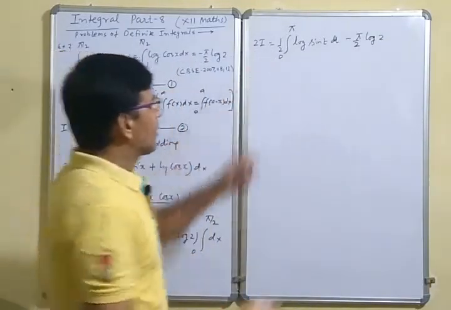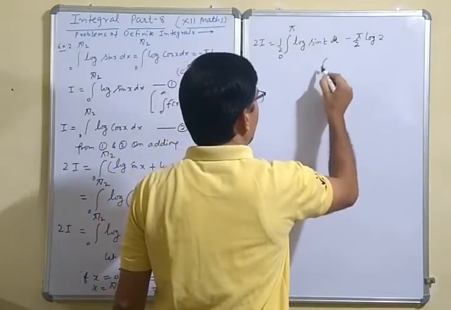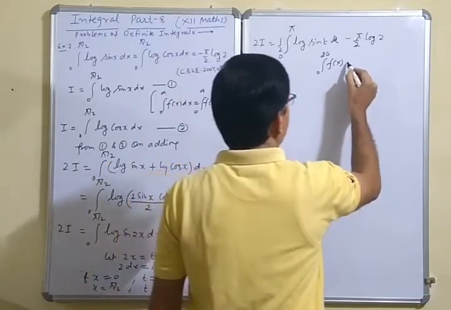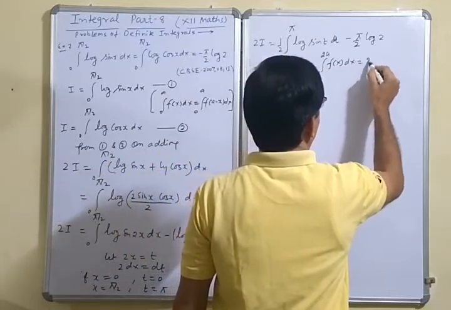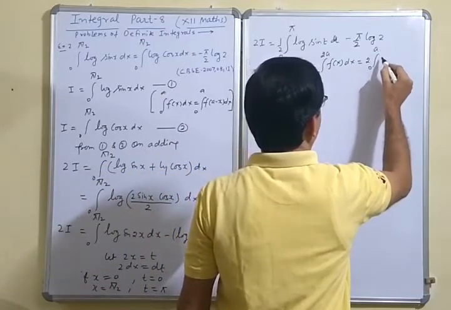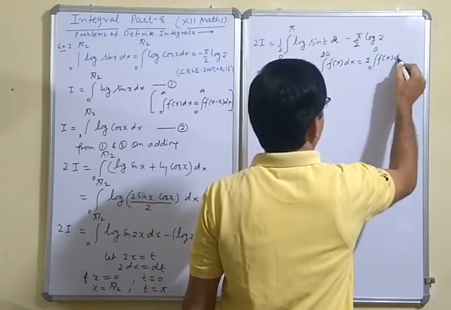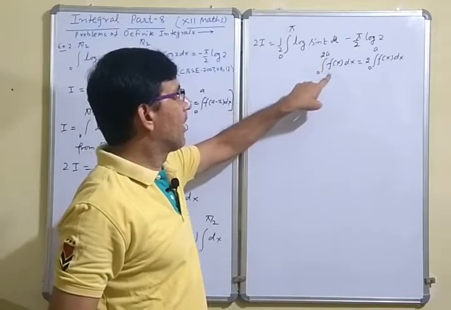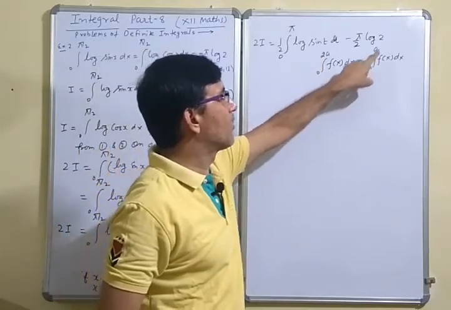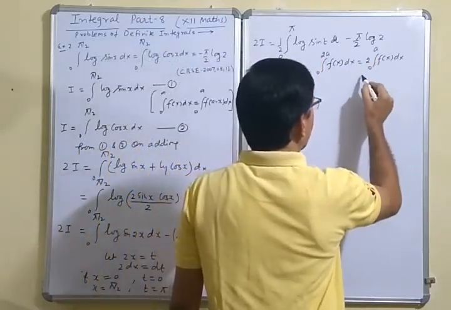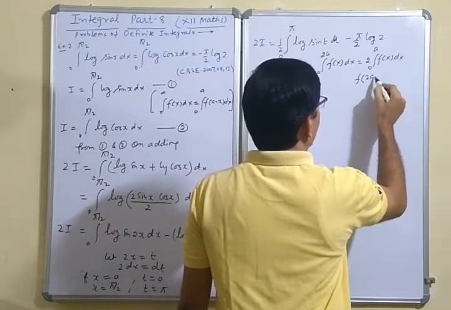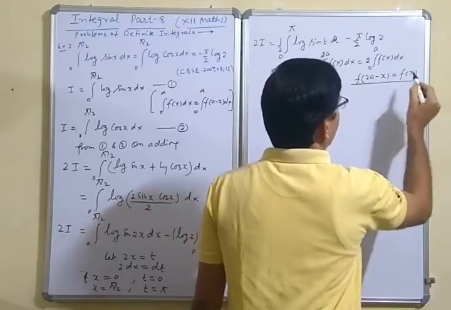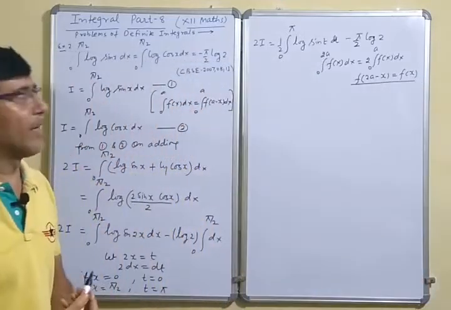Now here we will use the property: the integral from 0 to 2a of f(x) dx becomes 2 times the integral from 0 to a of f(x) dx. The condition is when f of 2a minus x is equal to f(x).